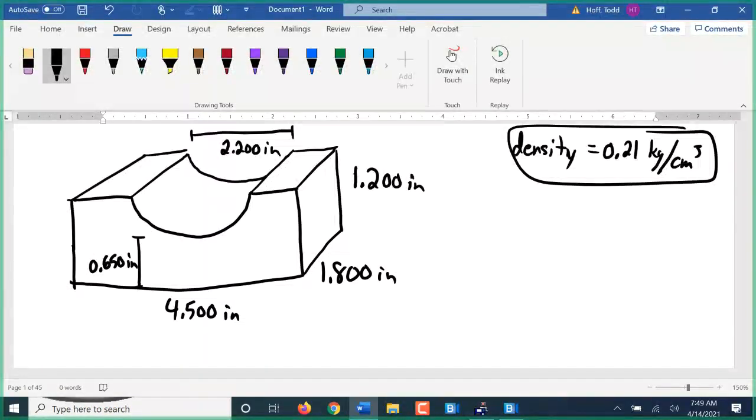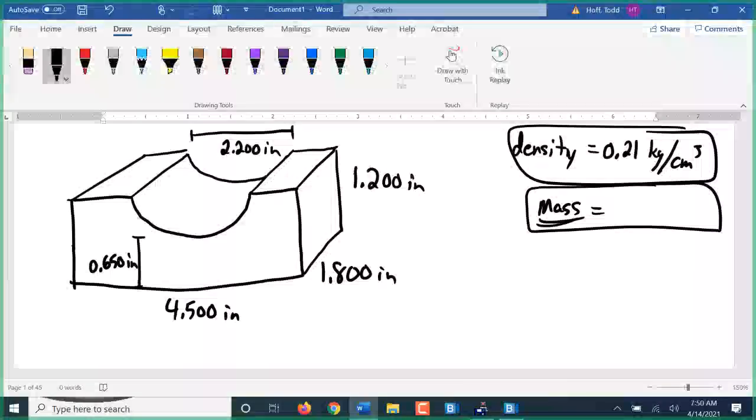We're gonna have some fun with measurement here. I want to know the mass of this object. Given that the density is 0.21 kilograms per centimeter cubed. I know that is not a mistake. Would have been way easier if I gave it in pounds per cubic inch rather than kilograms per cubic centimeter. But I want to make sure we can make that conversion.